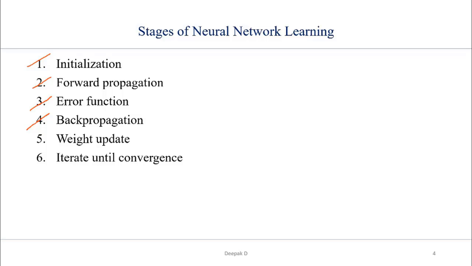This is our fourth. And the fifth is weight update. Weights are changed to optimal values according to the results of the backpropagation algorithm. And the last step is iterate until convergence, because the weights are updated a small step, or delta step, which can also be called the learning rate, at a time.